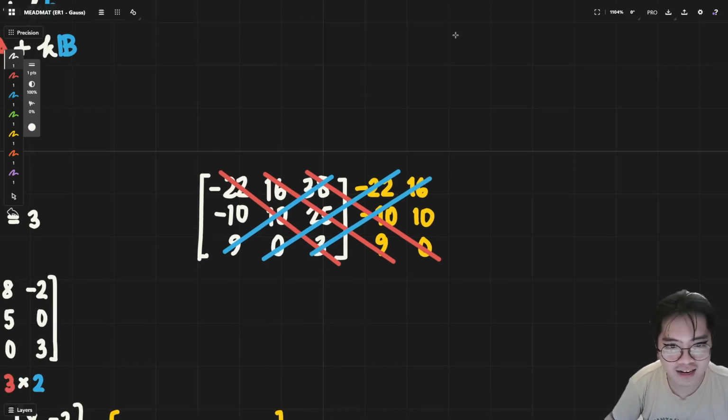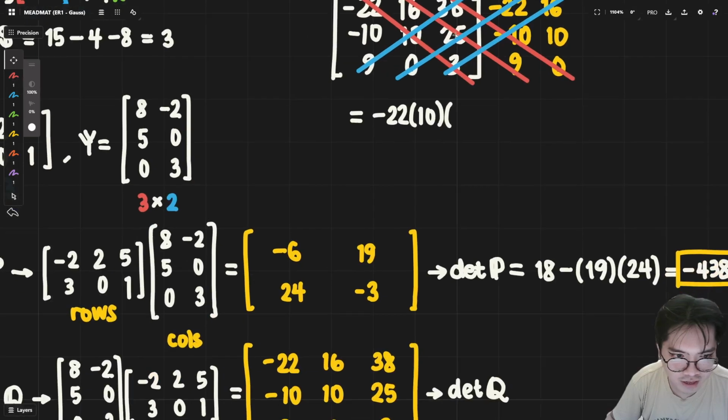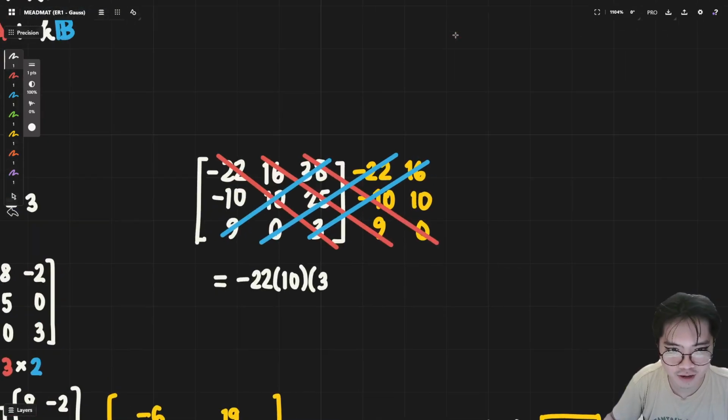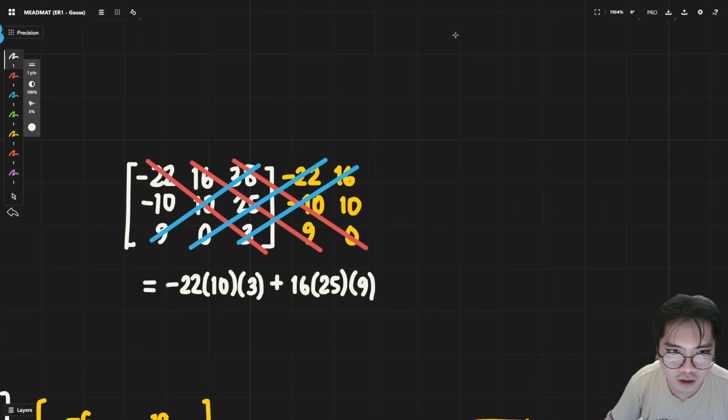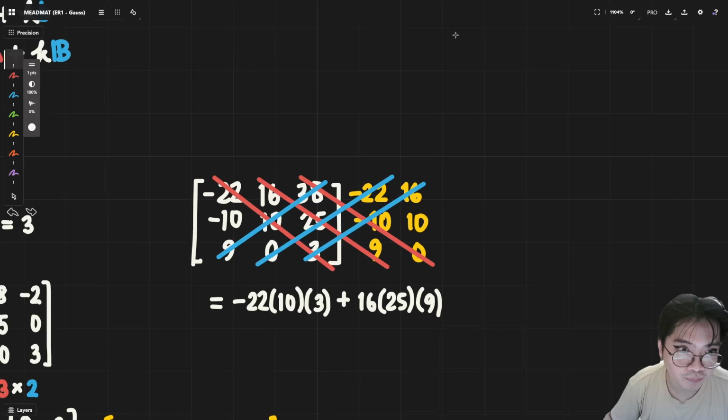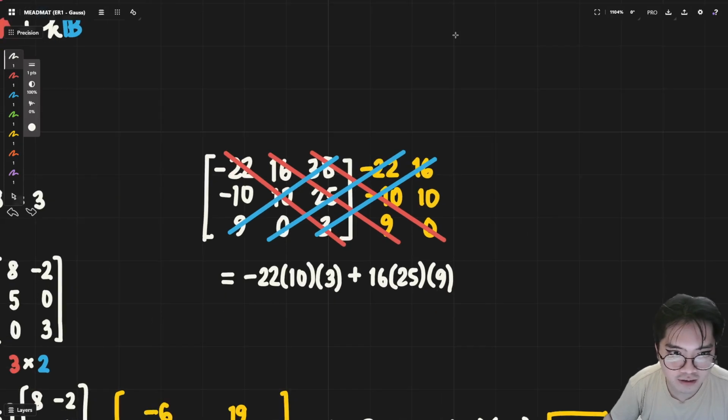So I cannot see my stuff. Okay? So negative 22 times 10 times ano to, 3? 3. That is a 3. And then this one 16, 25, and 9. 16, 25, and 9. And then ito, I will no longer write this because this is multiplied by 0. We don't need to do that. 9, 10, 38 in here. So minus 9, 10, 38.